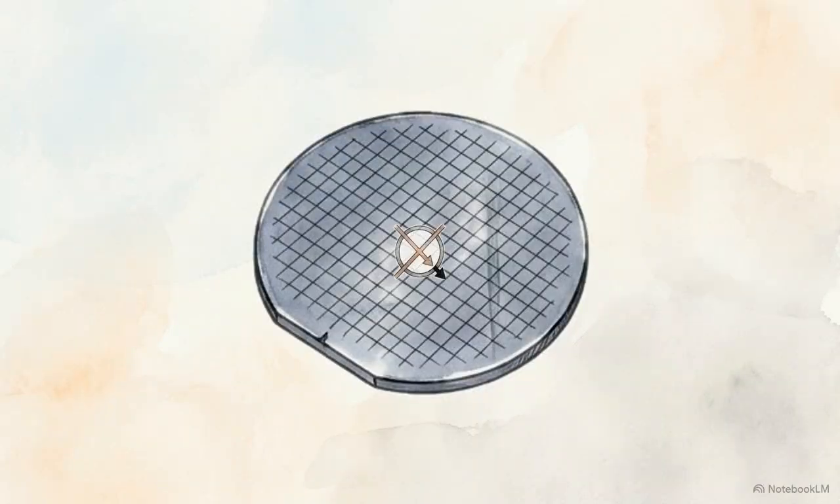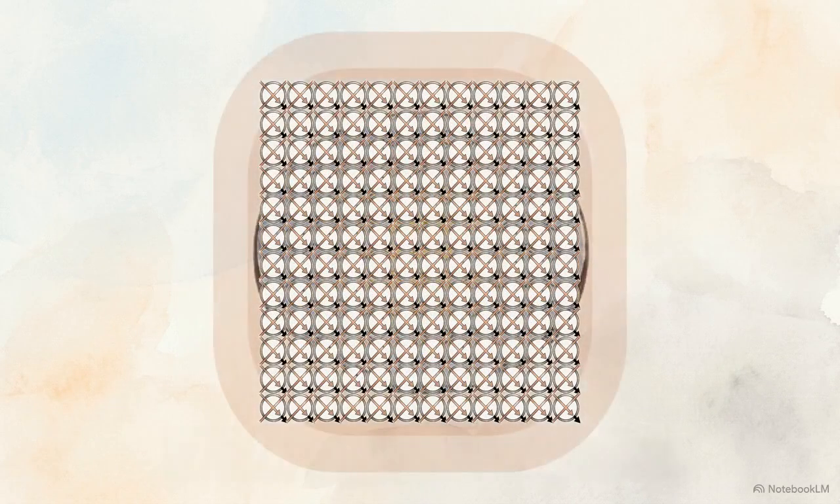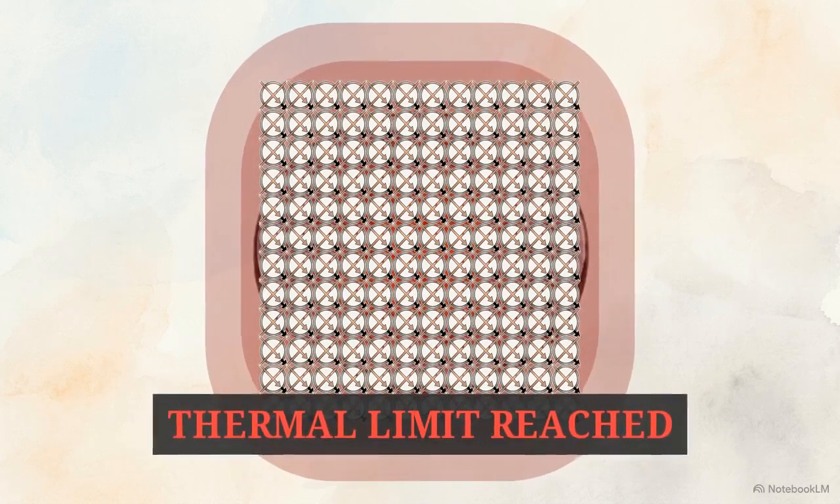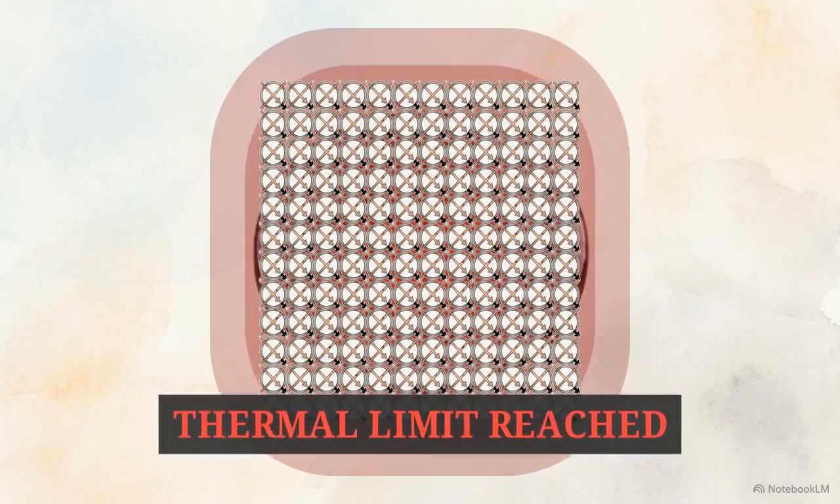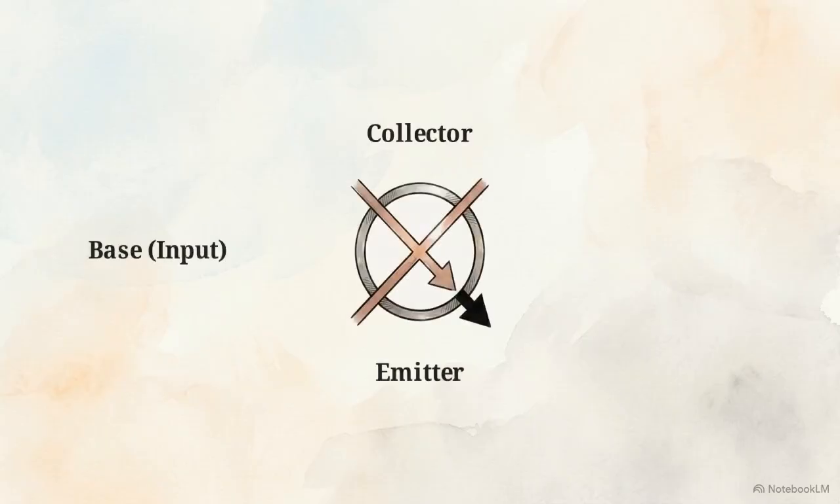While the BJT made solid-state electronics possible, engineers trying to pack more of them onto a single chip quickly encountered a physical limitation. This barrier threatened the continued scaling of computers. The bottleneck lies in the BJT's operating principle. It is a current-controlled device.